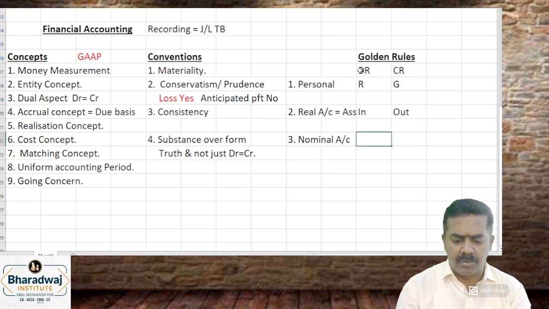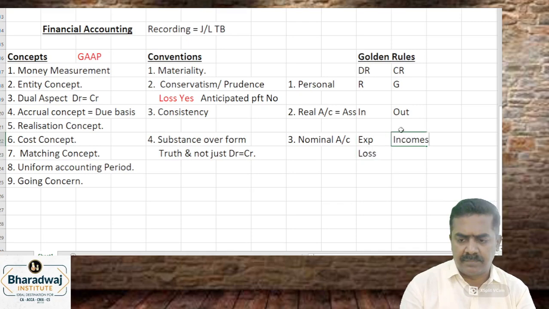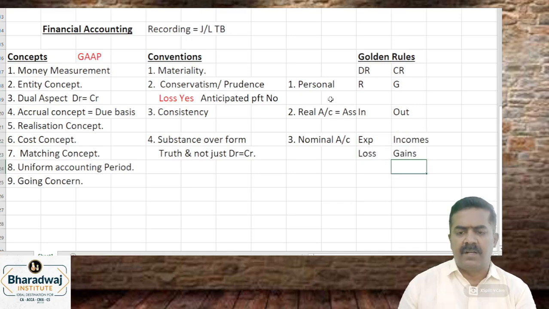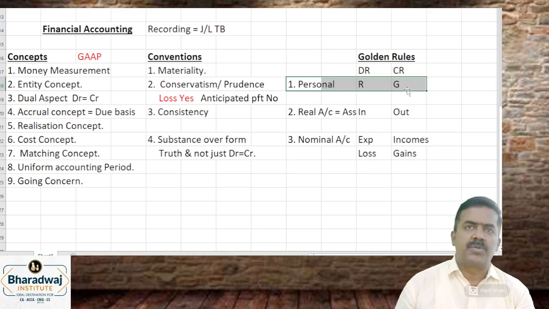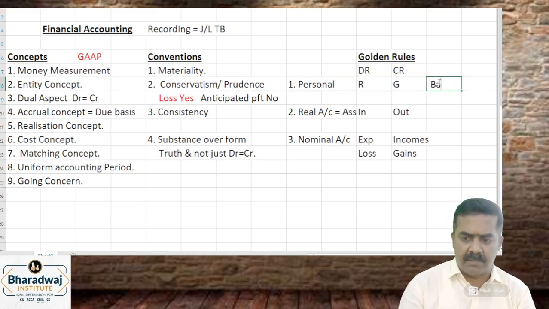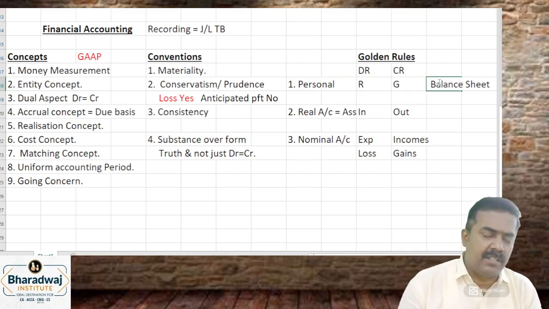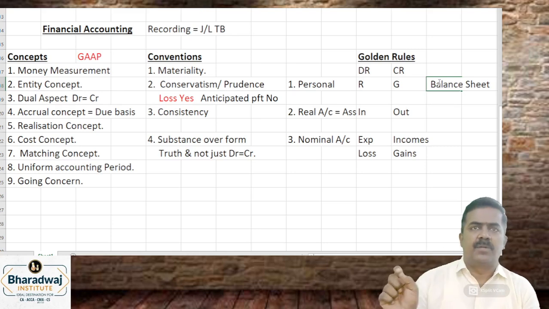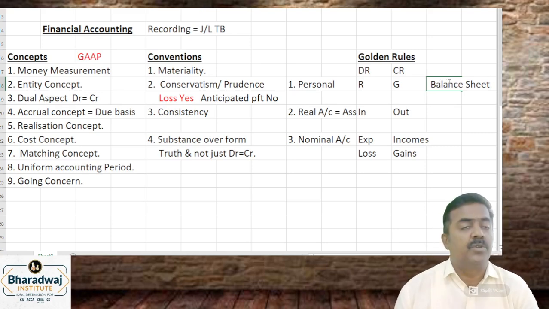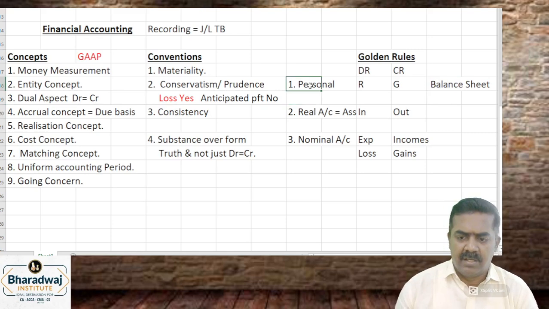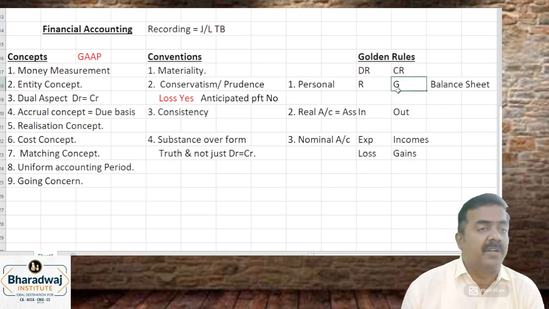Then nominal accounts, expenses and losses, and which one? Incomes and gains. Simple. If you look at personal accounts, they are recorded in the balance sheet. Proprietor account, creditors account, debtors account, bank account, they go to which one? Balance sheet. Because either they would have received money or they would have given money.